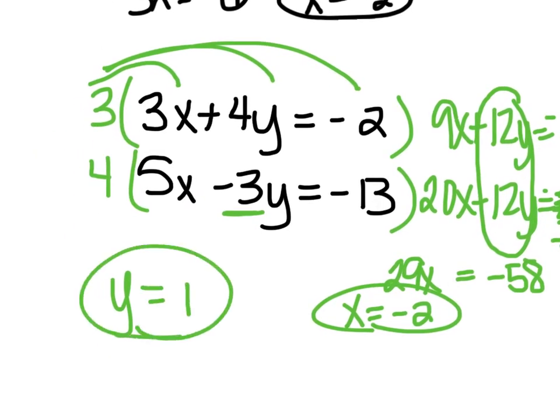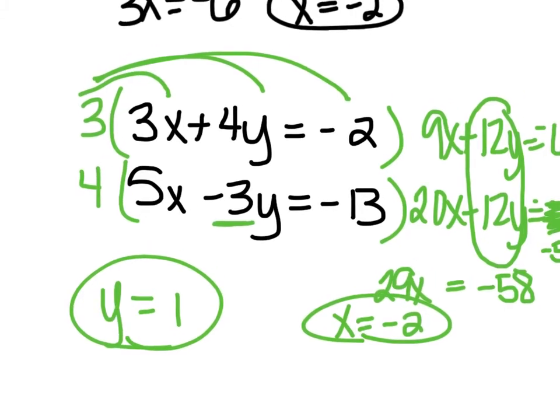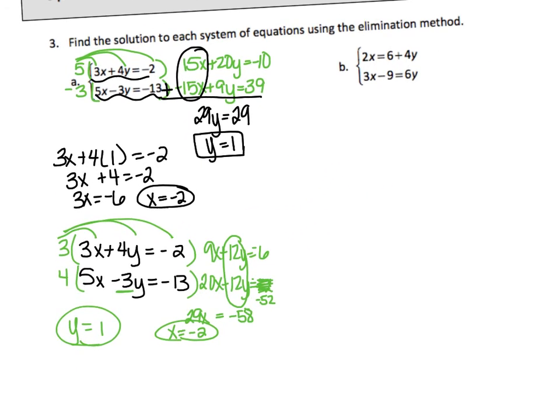Okay, so again, it doesn't matter which variable you choose to eliminate. Just pick one and go for it. Multiply one by one number and the other by the other number, and make sure that one is positive and one is negative. Okay, let's look at B.